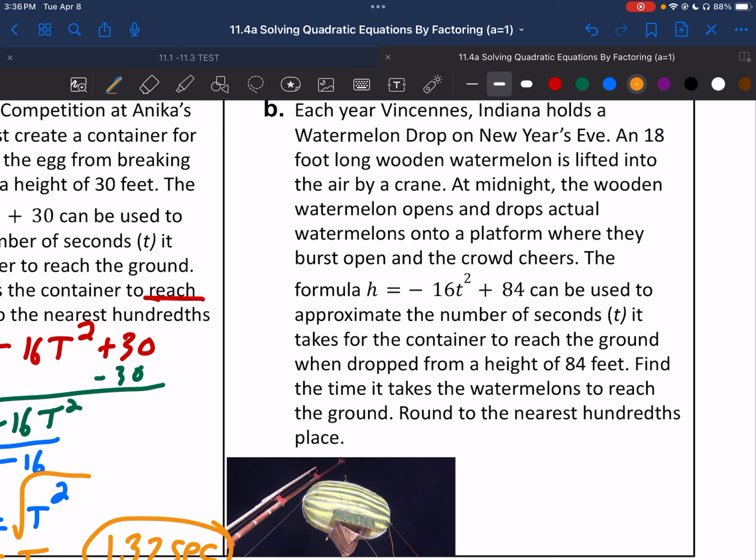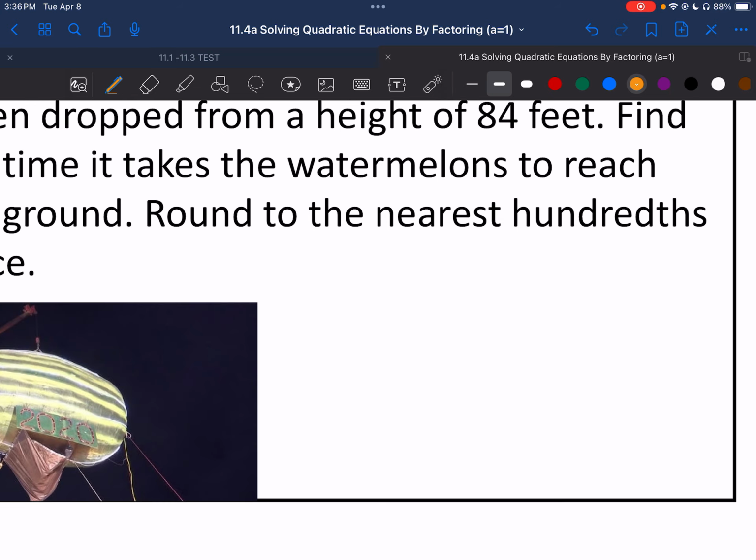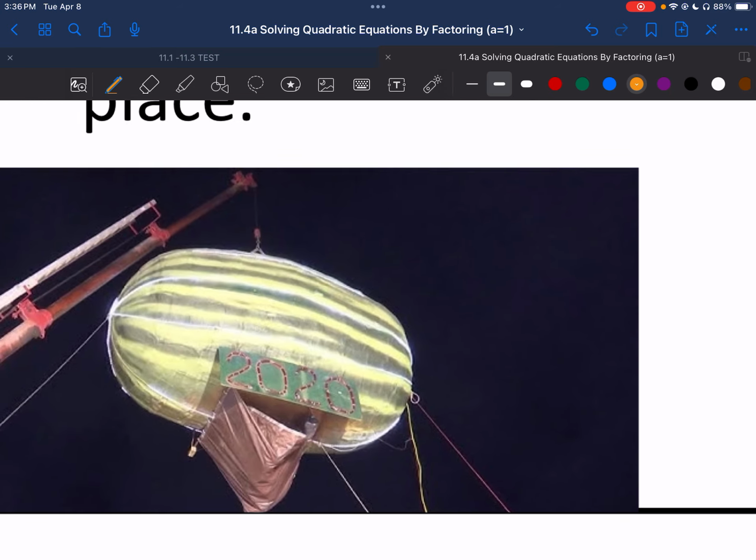The formula h equals negative 16t squared plus 84 can be used to approximate the number of seconds t it takes for the container to reach the ground when dropped from a height of 84 feet. Find the time that it takes the watermelons to reach the ground, round to the nearest hundredths place. All right. Well, first off, there's a picture of the giant watermelon in 2020 that's going to drop other watermelons.